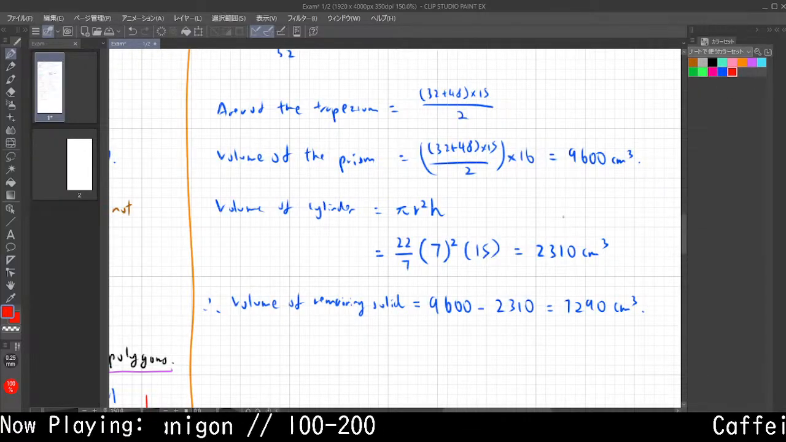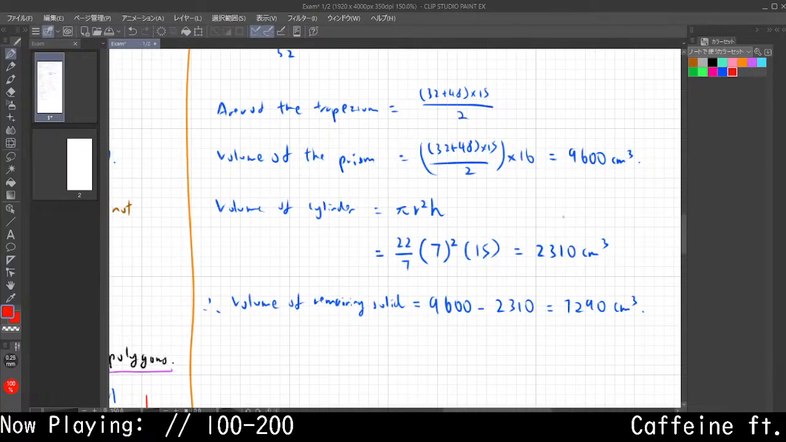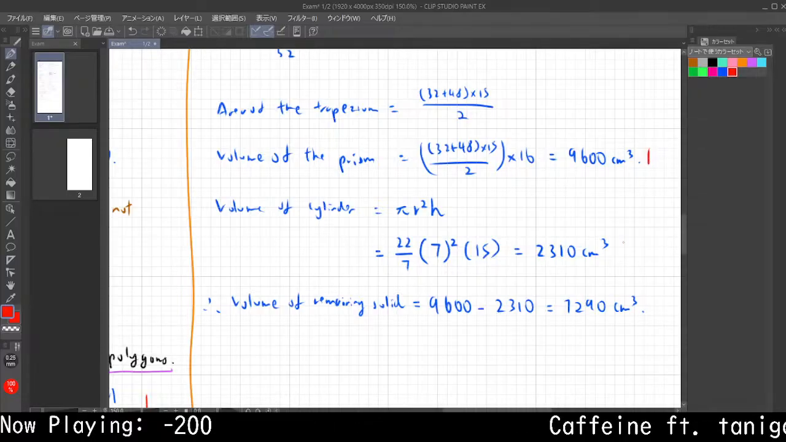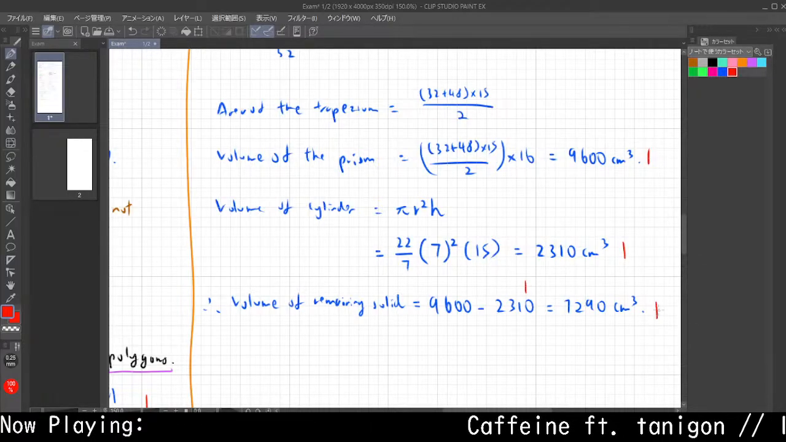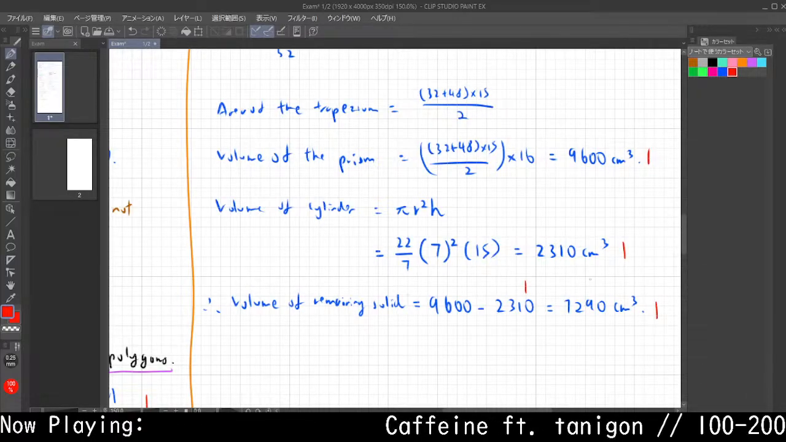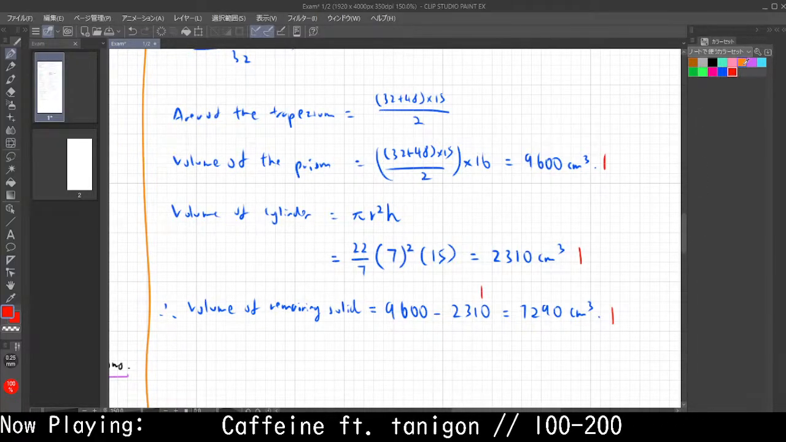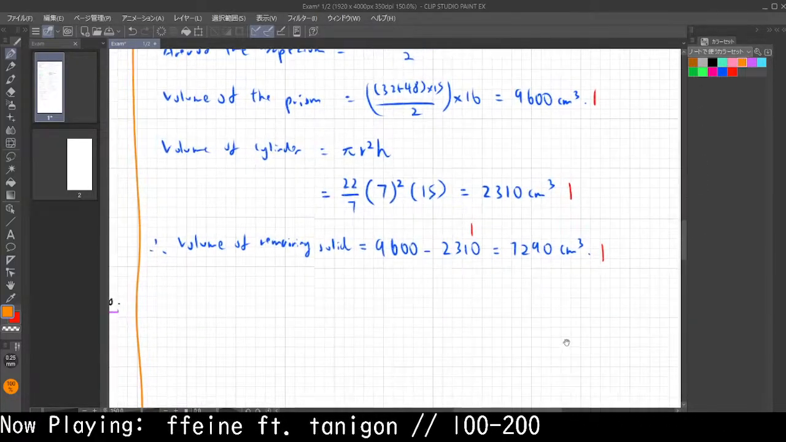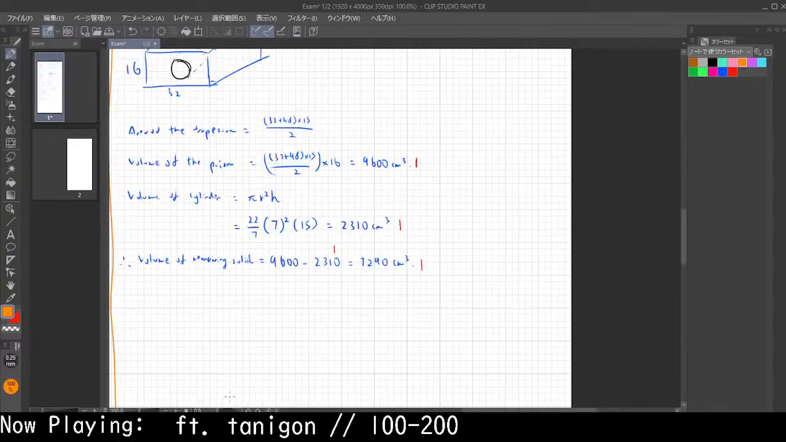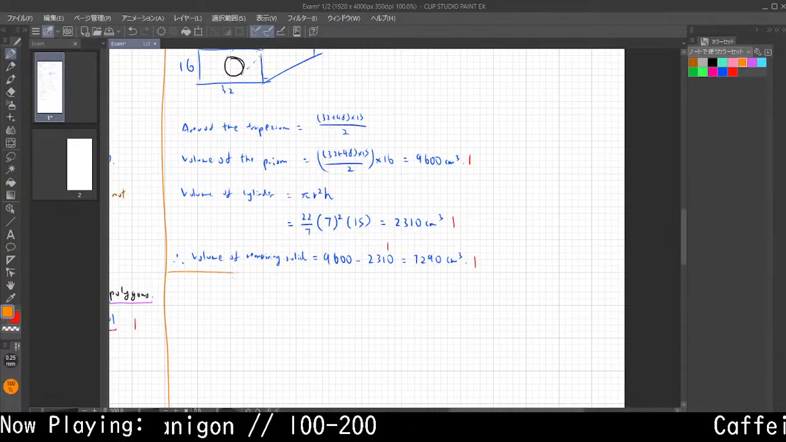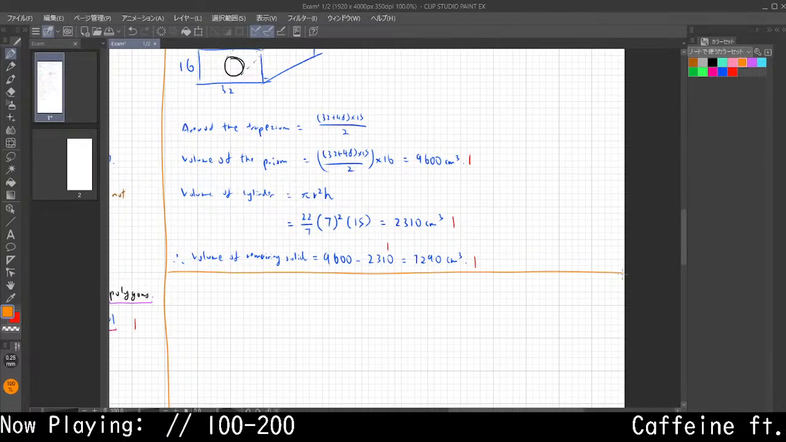So 4 marks are awarded rather generously. It's actually like this: 1, 2, 3, 4. So 1 for prism, 1 for cylinder, 2 marks for the remaining solid. 4 marks is a bit much, but we can be generous sometimes, so it's fine. We are allowed to be generous.